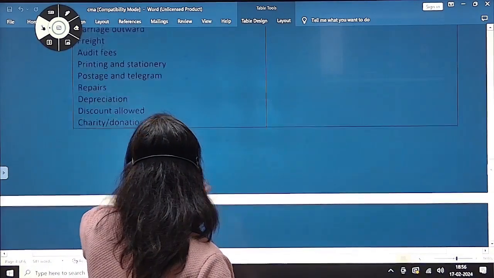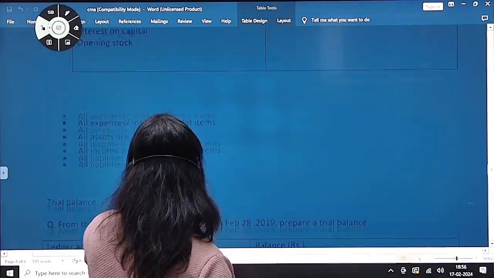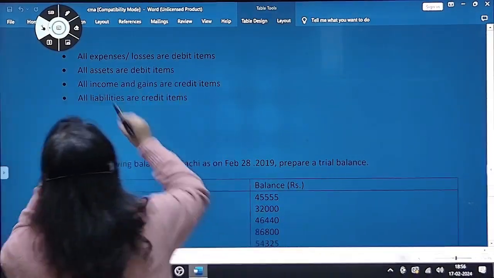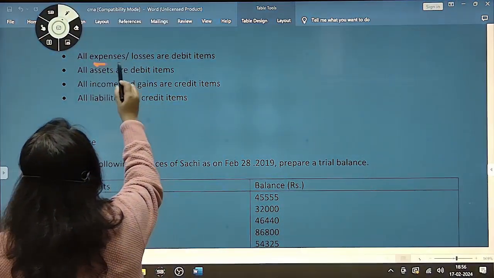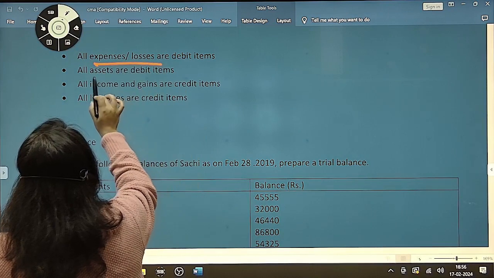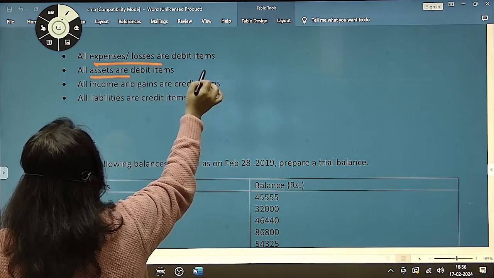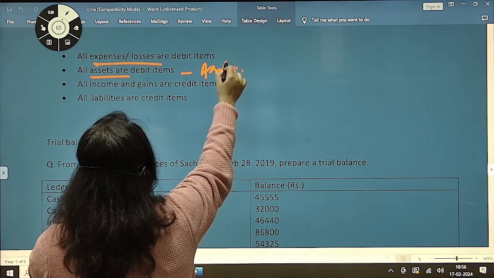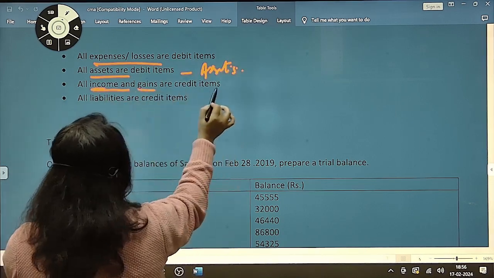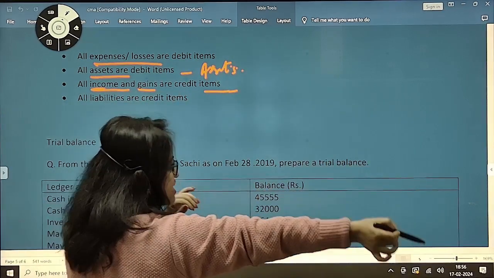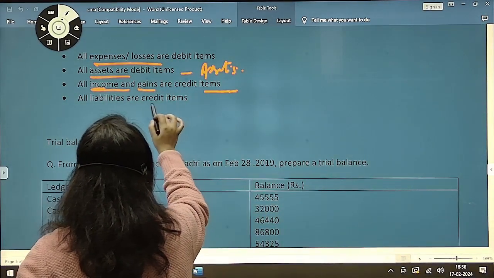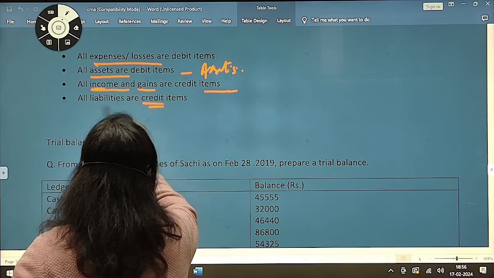Okay. Now you can see here again this one you remember. Write this. This is very important. Expenses and losses, debit side. Assets, debit items, we write down in the asset side. So you need to identify what are assets. Income and gains in the credit side, one example is bad debt recovered, sales and all. Then all liabilities in the liability side, so those are your credit balances.